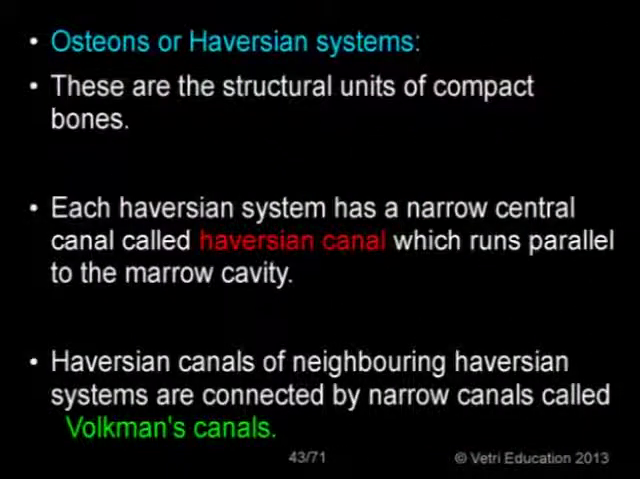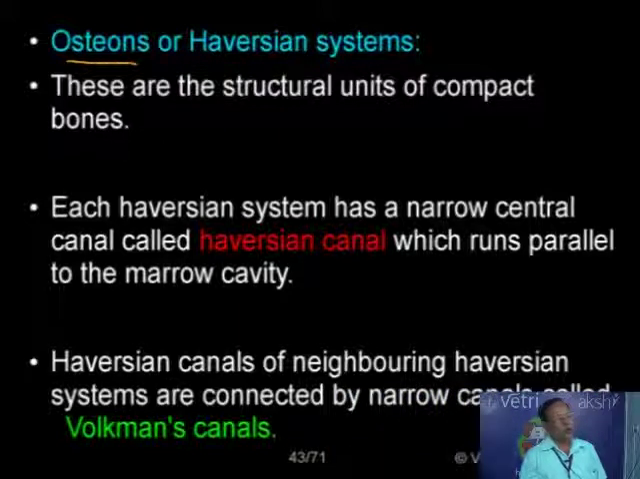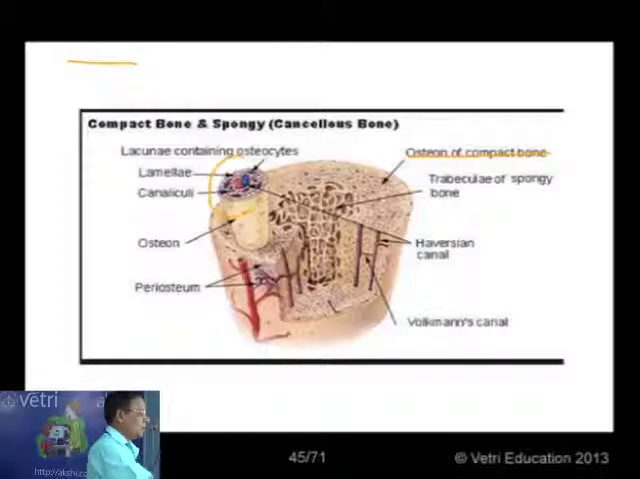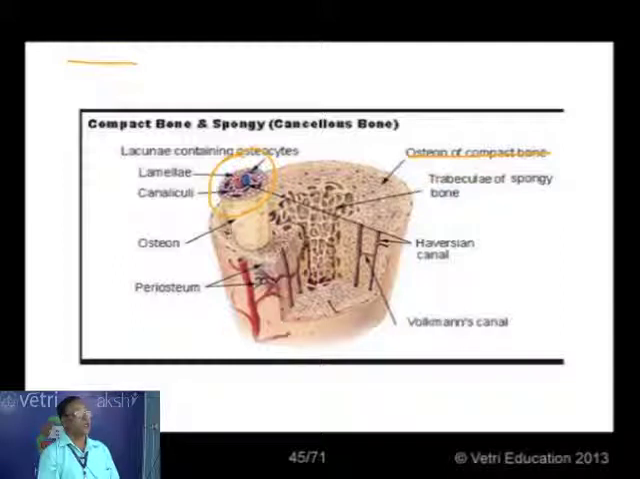Now, if you take any compact bone, the unit of compact bone is called a Haversian system or osteon. The bone is made up of many units, and each unit is called an osteon or Haversian system. So a compact bone is made up of many Haversian systems or osteons. Now, see this diagram, a section of the bone. You can see the osteon of compact bone, the unit. This is one osteon, being pulled out. That osteon is called a Haversian system.